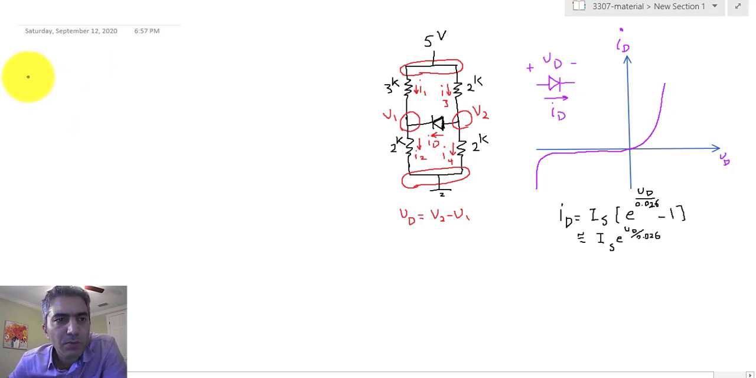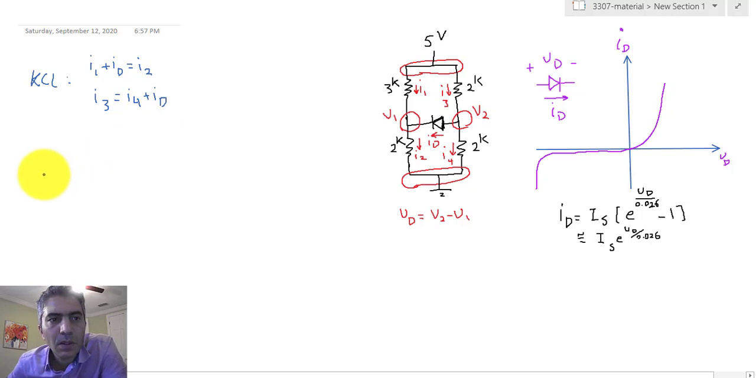So for the node V1, you want to start. It's I1 plus ID, that's equal to I2, and for the node V2, it's I3 current going in is equal to I4 plus ID. Then we move on to equations for components.